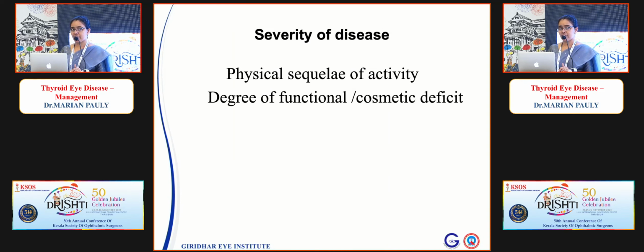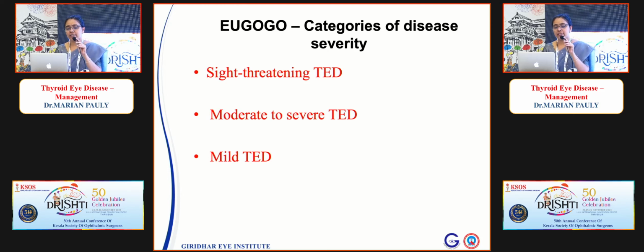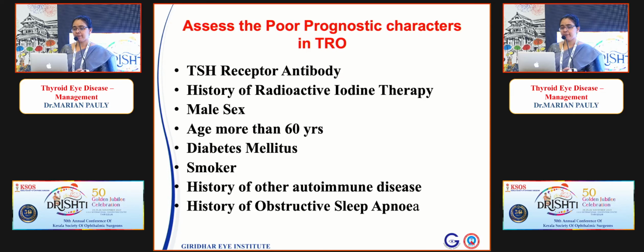It can cause functional and cosmetic defect. So severity has been divided into sight-threatening, moderate to severe, and mild TED. The main thing is you have to assess the poor prognostic factors, which I am doing nowadays. We have to check for TSH receptor antibody, history of radioactive iodine therapy, male sex, age more than 60 years, diabetes, smoker, history of other autoimmune diseases, history of obstructive sleep apnea. This is very, very important to assess the prognosis.